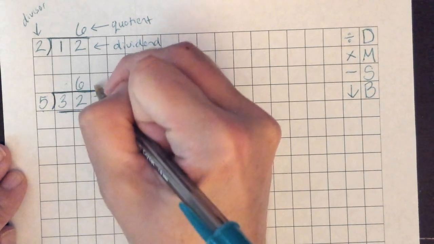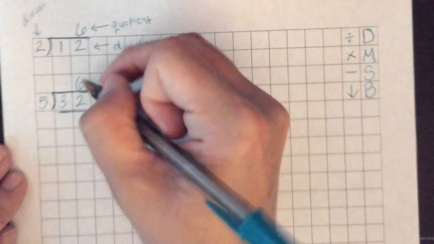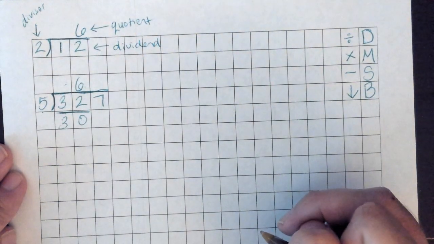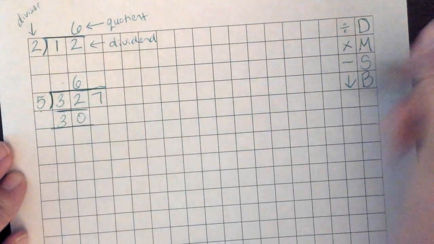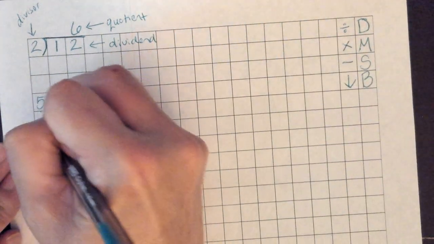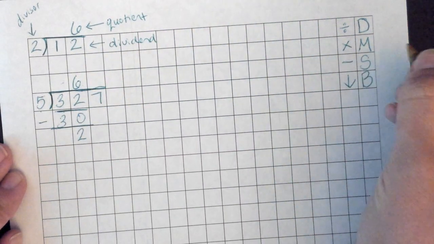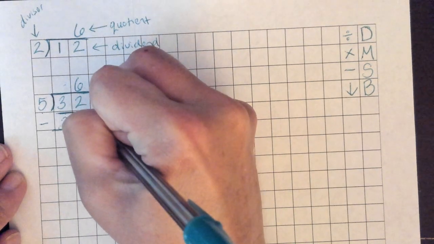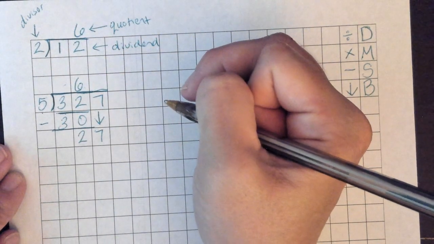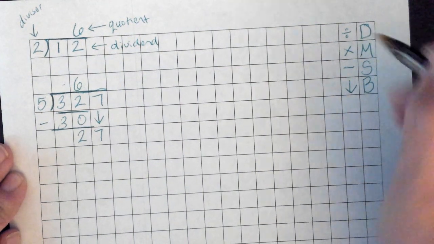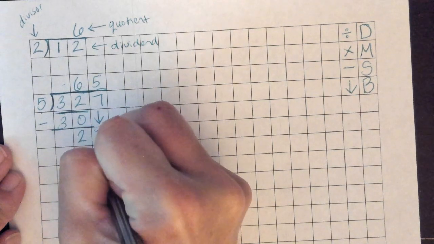I don't move it way over here. It goes above the 32, and then I multiply. 6 times 5 is 30. So I've divided, I've multiplied, now I subtract. 32 minus 30 is 2. And now I bring down. So I bring down the 7, and then I start back at the top. I divide. So 5 goes into 27 5 times. 5 times 5, multiplying, is 25.